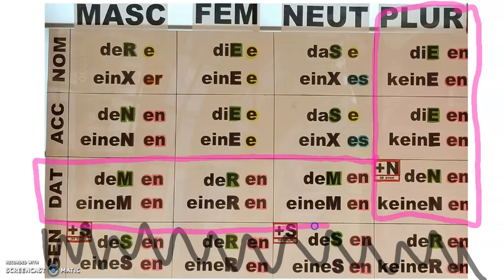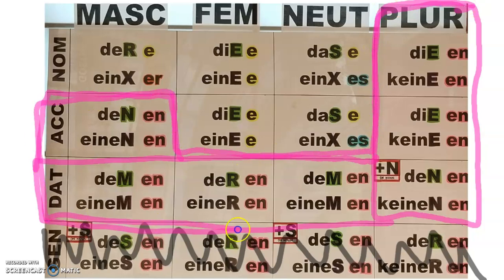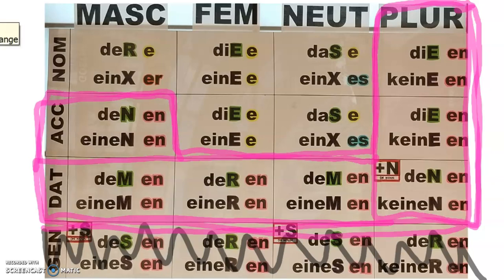Also en. And then there is one other that takes an en ending, which is your accusative masculine. Okay, so we get this little J pattern here. All of these take an en ending following a definite or an indefinite article. The rest of them basically take an e, except for any of the ones that have an X.